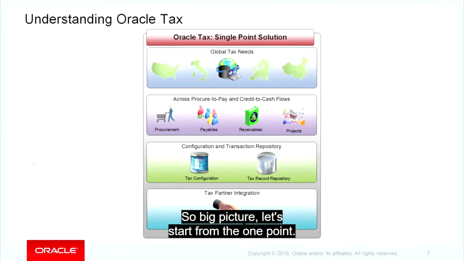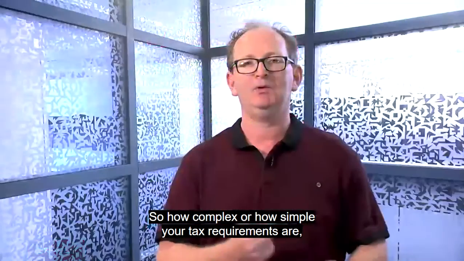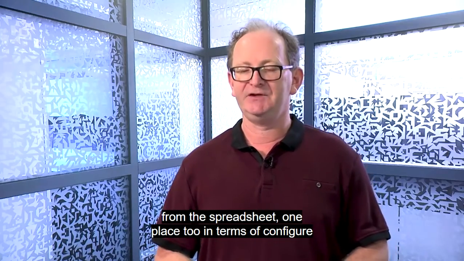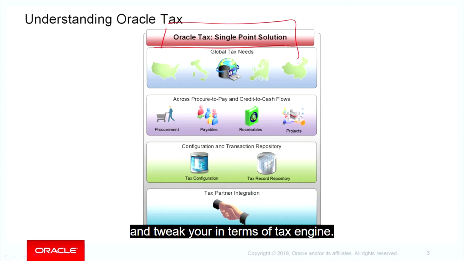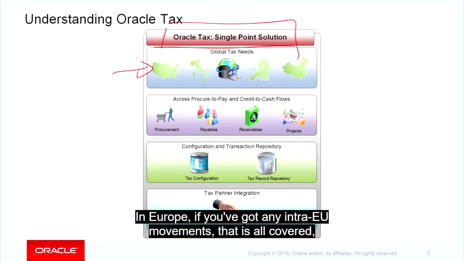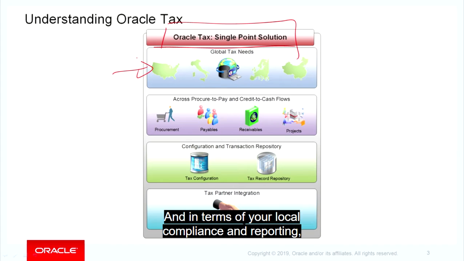So, big picture, let's start from the one point, and right at the top you'll see it's a single point solution. So how complex or how simple your tax requirements are, we've got one set of UIs, and these days loading everything from the spreadsheet, one place to configure and tweak your tax engine. Global needs, so not only for cross-border, in Europe, if you've got any intra-EU movements, that is all covered. Also intercompany transactions. And in terms of your local compliance and reporting is built together from our reporting repository.